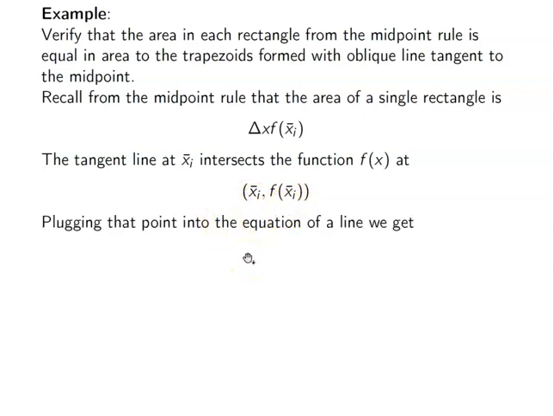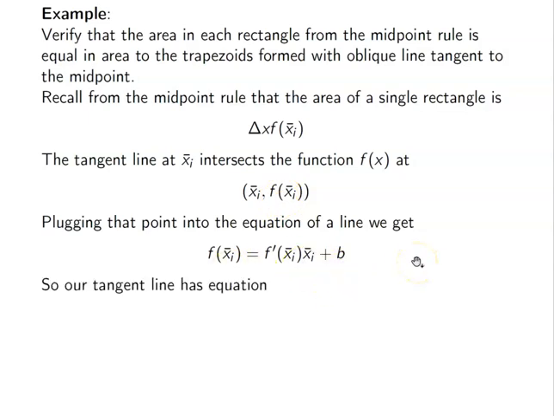If we plug that into the equation of a line, remember, the equation of a line is y equals mx plus b. I have y, my output, equals m, the slope at that point x bar, times x, plus b. Slope is the derivative of our function at that point. That tells us the rate of change. Times our x value is going to equal my output value, plus b, some y-intercept, right?